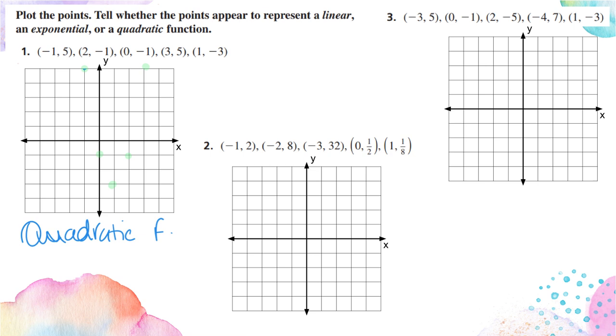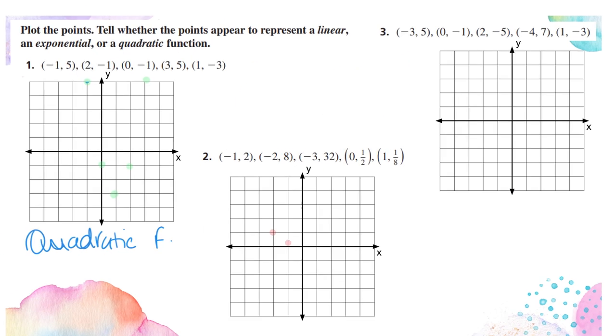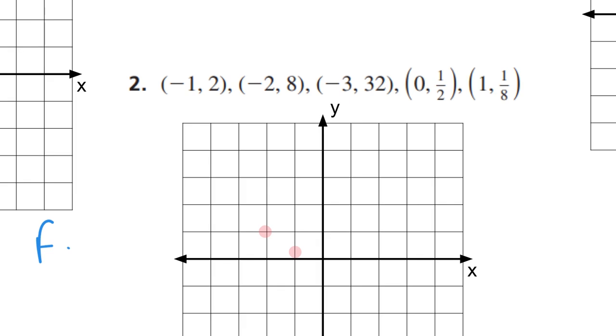And number 2, we have -1 and 2, -2 and 8. I'm going to climb here by 8 because I see this 2, right? This 32. Even though I have the halves and the 1/8, I'm just going to try to make it very small. Okay, we're going to climb by 8. So we're going to have -2 and -1 and 2. It's going to be somewhere there. Then we have -2 and 8, -3 and 32. So 8, 16, 24, and 32. Correct?